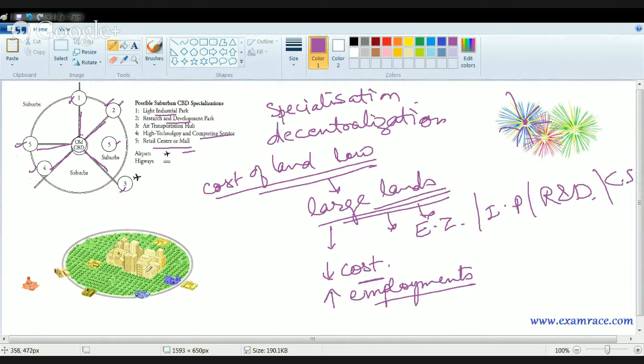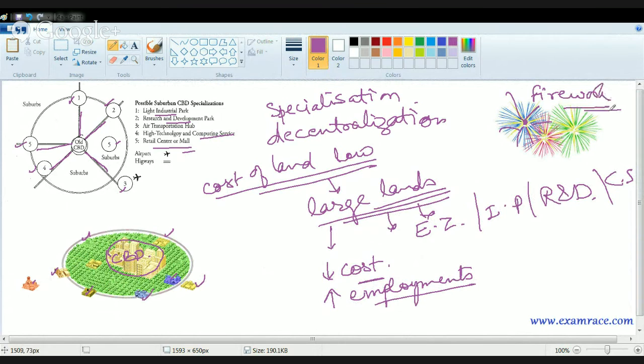Here you have a three-dimensional view where you can see the CBD, and then the outlying services that are developing in the peripheral region. So this is the galactic model. The best way to remember it is that it is similar to fireworks.